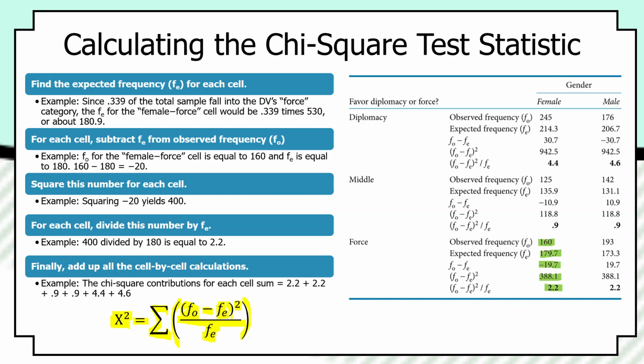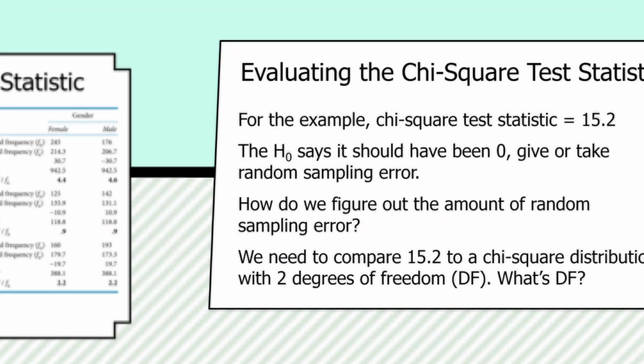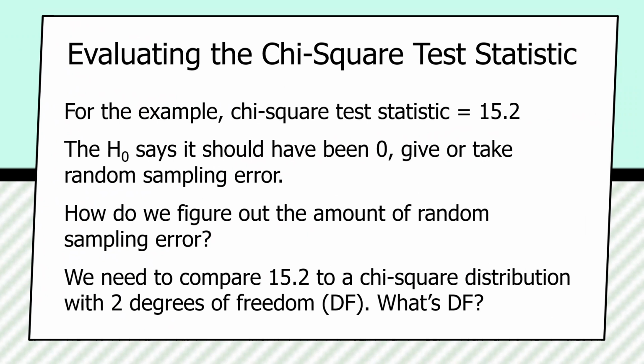Notice the calculation for every cell. If you go back to the formula, the overall statistic for the table is determined by summing up all those cell-by-cell calculations. We add them up, and we get an aggregated summed value of 15.2. So what? The null hypothesis says it should have been 0, give or take random sampling error. How do we figure out the amount of random sampling error that's contained in that 15.2? That's a complication in chi-square that you don't run into when you're doing normal estimation. Let's talk about it.